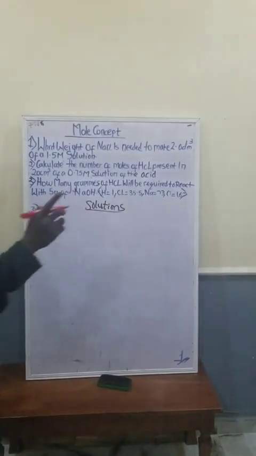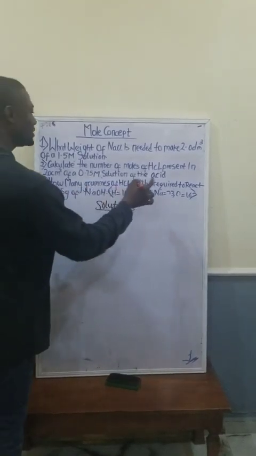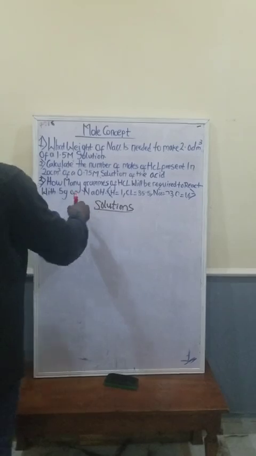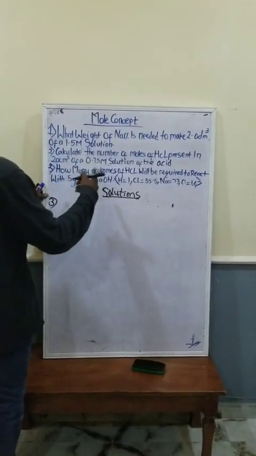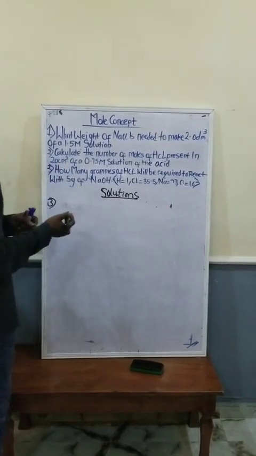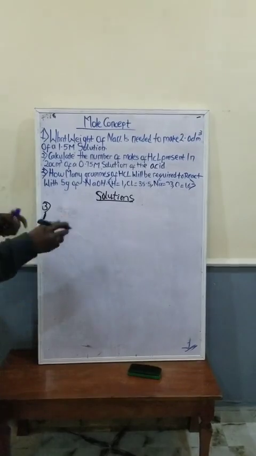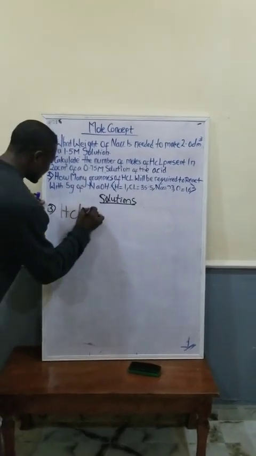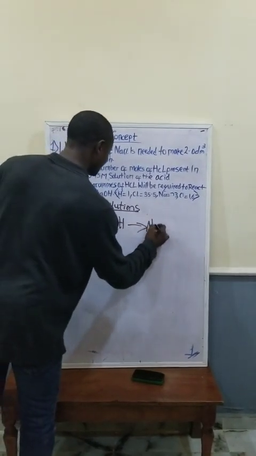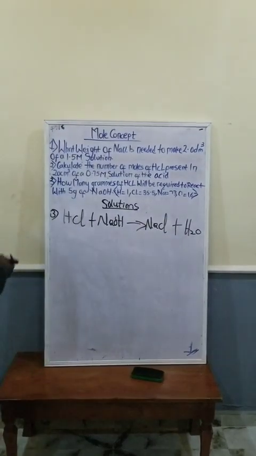See something now. How many grams of HCl will be required to react with 5 grams? This reaction is between HCl and sodium hydroxide. HCl is an acid, sodium hydroxide is a base. When an acid reacts with a base, such a reaction is called a neutralization reaction. What does it produce? It produces salt and water. So HCl plus sodium hydroxide gives sodium chloride plus H2O. We all know sodium chloride as common salt, right?